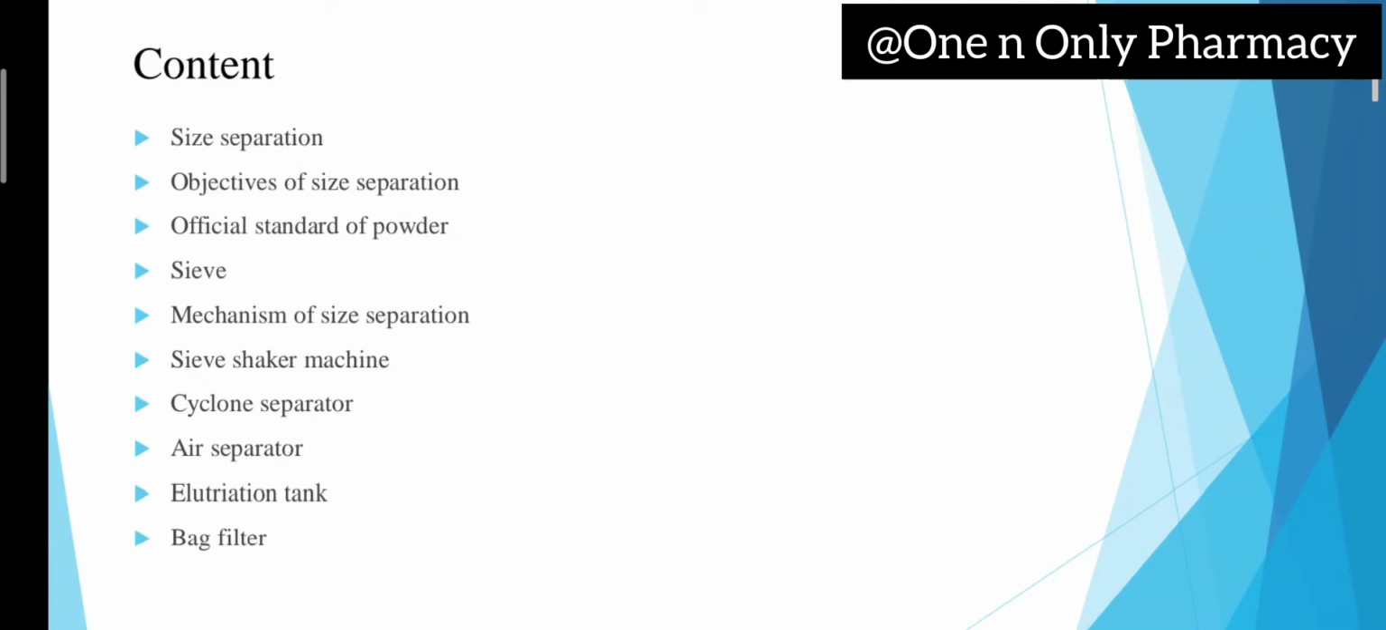Content about this topic: size separation. What is size separation? Its objectives, official standards of powder. Sieve, what is sieve? Mechanism of size separation. Sieve shaker machine, cyclone separator, air separator, elutriation tank and bag filter. So friends, please watch this video till the end. Let's start one by one.